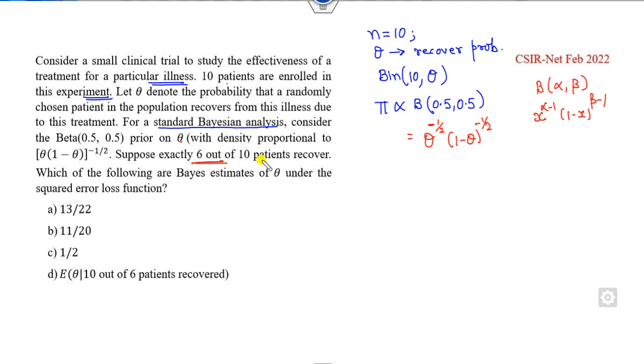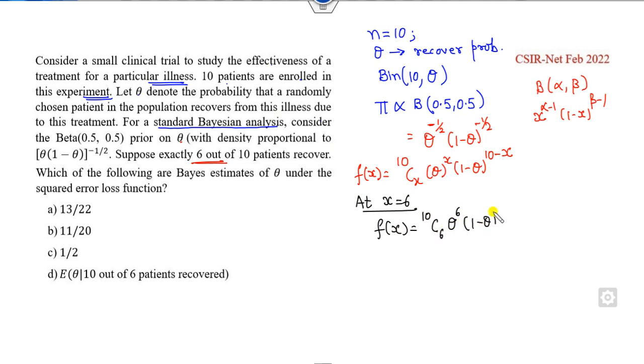Suppose 6 out of 10 have exactly recovered. Once you have this, the probability distribution is nCx theta raised to the power x, times 1 minus theta raised to the power n minus x. This is a binomial distribution. Fine. Now what is given to you at x equal to 6? It is 10C6 theta raised to the power 6, times 1 minus theta raised to the power 4, because this is a constant part. Now this is the likelihood.